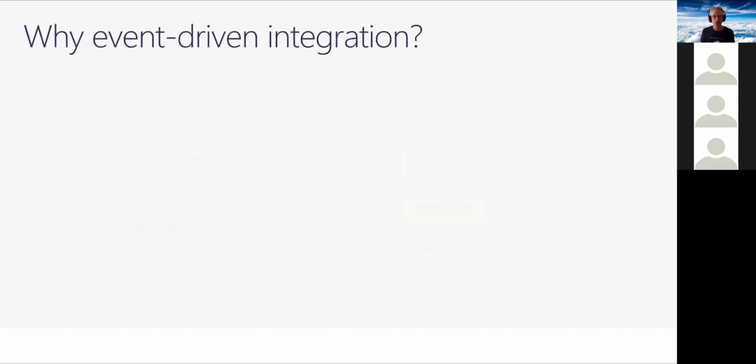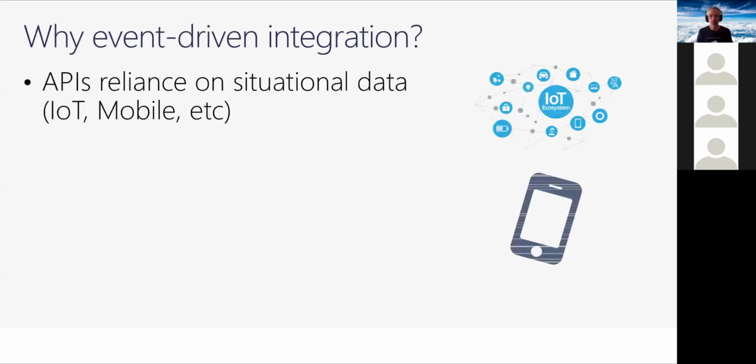So why event-driven integration? What are we interested in with that? So we have APIs all around us. Everything that we're building today generally is API based, and we've got data emanating from everywhere, from IoT devices, from social media, and we need to have a way to maintain data consistency and tie those together.